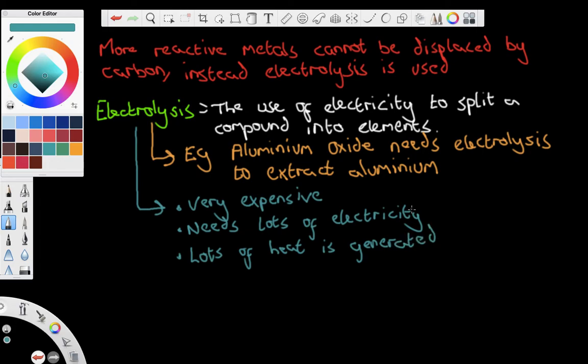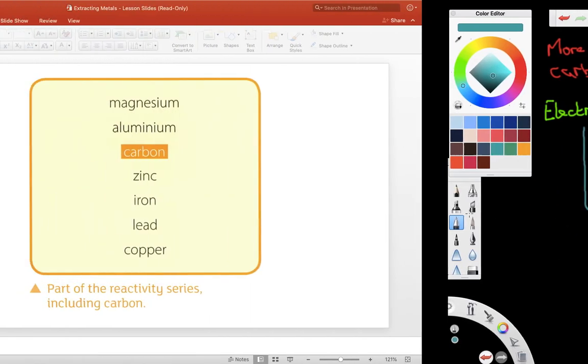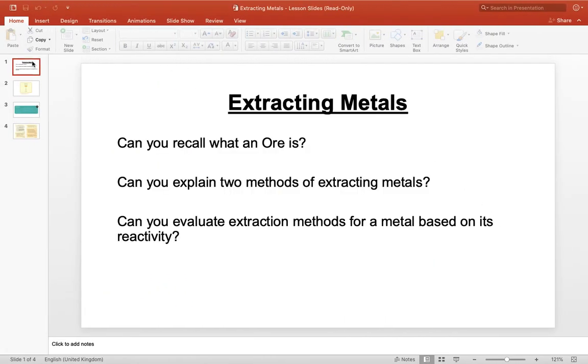So, if we have a look back at our learning objectives, you should now be able to tell me where an ore is, you should be able to tell me 2 methods of extracting metals, and you should be able to evaluate which method you would use based on how reactive a metal is.